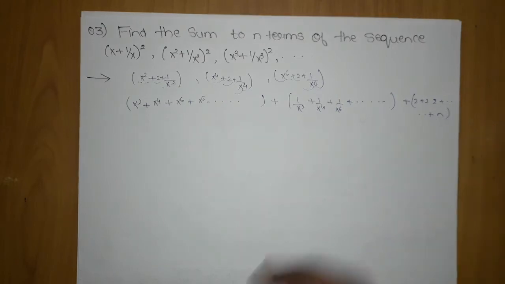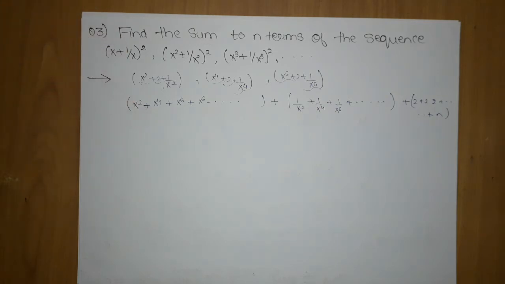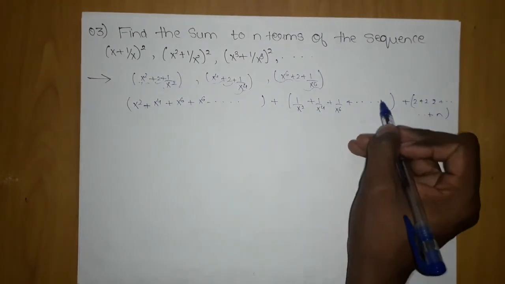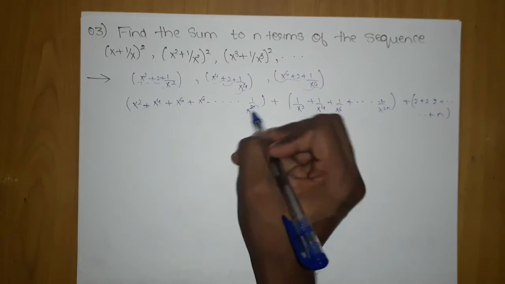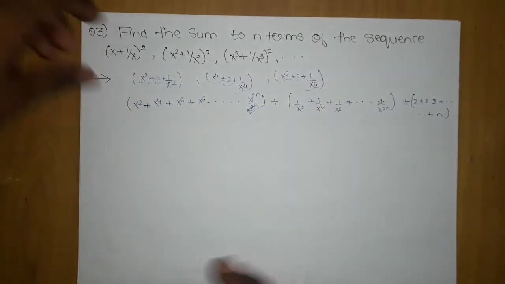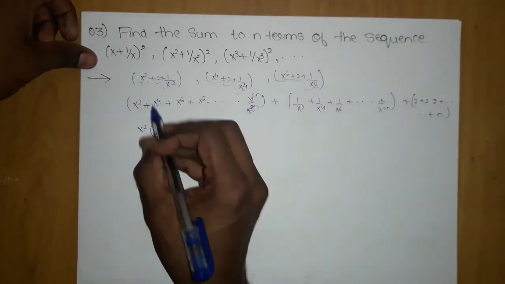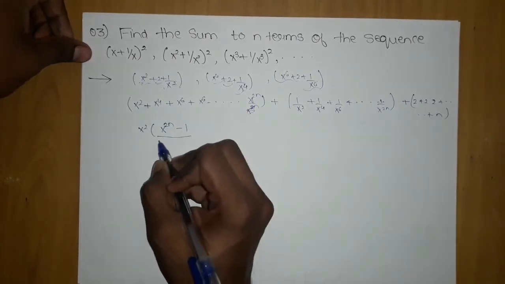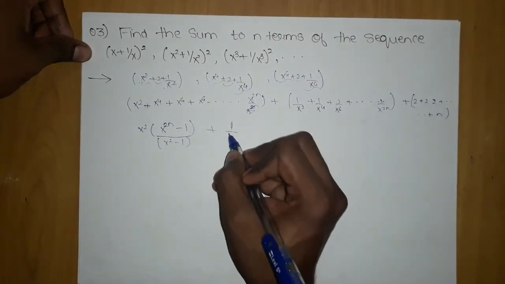So it will also be till n, so the last power will be 2n: here will be x to the power 2n, and here will be 1 upon x to the power 2n. Now we want to find the sum. Here you can see the first term is x square, the common ratio is x square, so the sum is x square into (x power 2n minus 1) upon (x square minus 1). We are done with this, plus the second series, 1 upon x square.